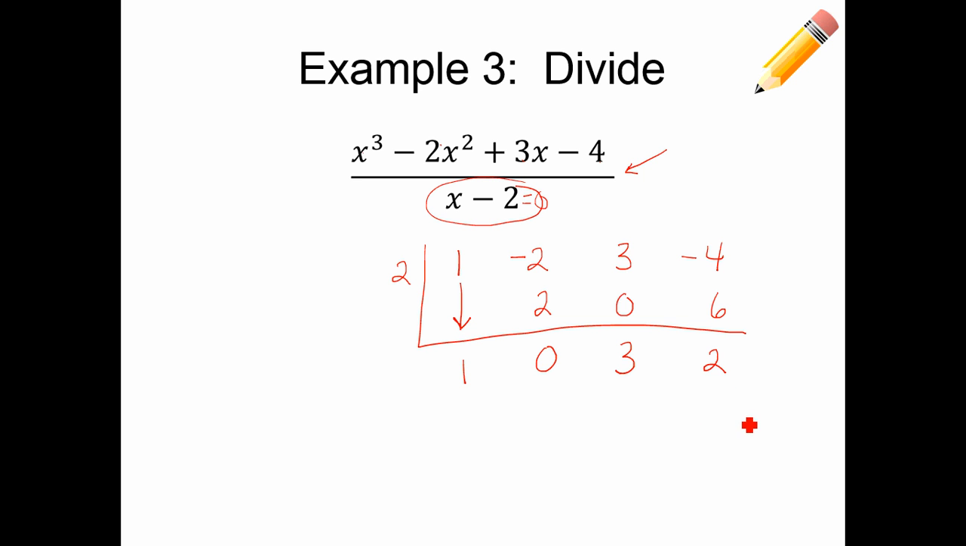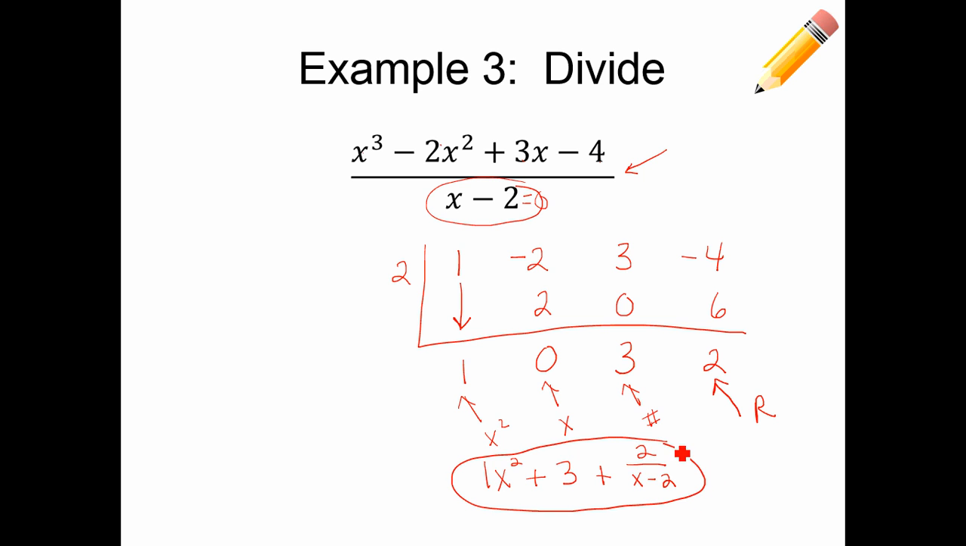Now I just need to remember what my answer means. This is my remainder. The number in front is the constant, or the plain number. x is in front of that. x squared in front of that. So I would have 1x squared plus 0 x's, so I wouldn't even need to write that, plus a plain number 3, plus a remainder of 2 out of x minus 2, which is what I was dividing by. So this is my quotient for this division problem.